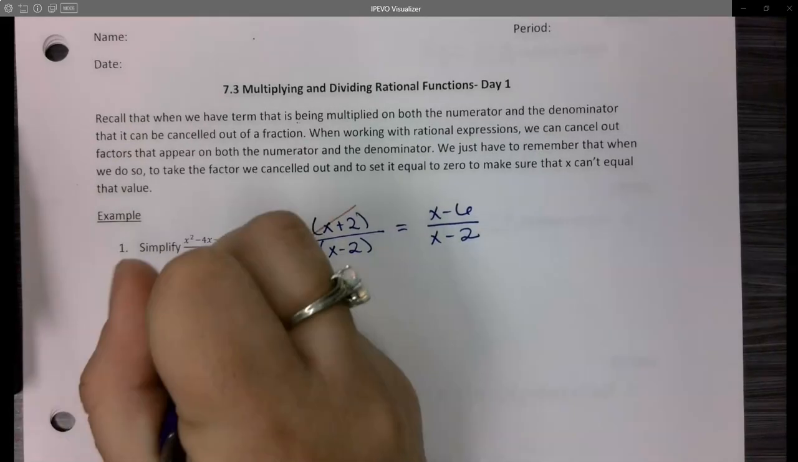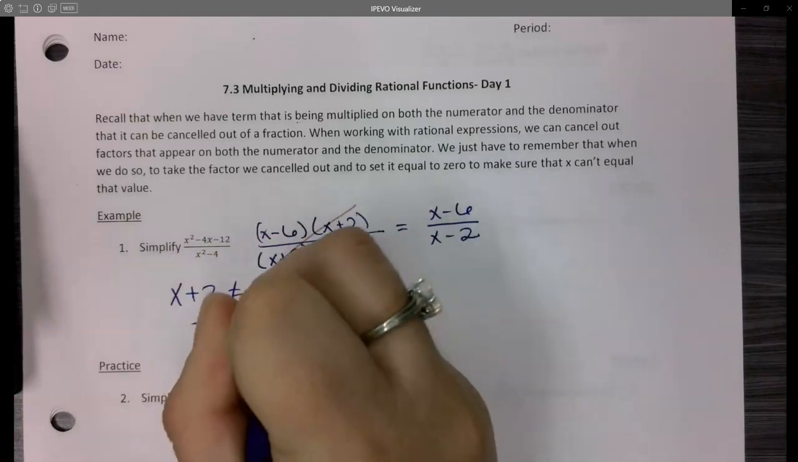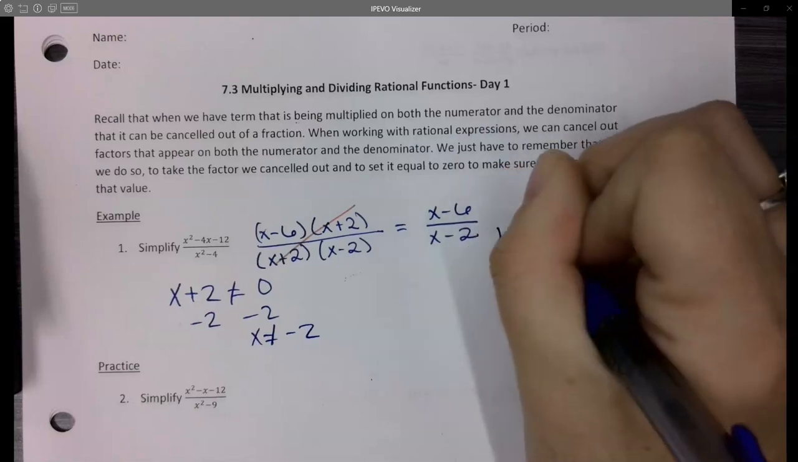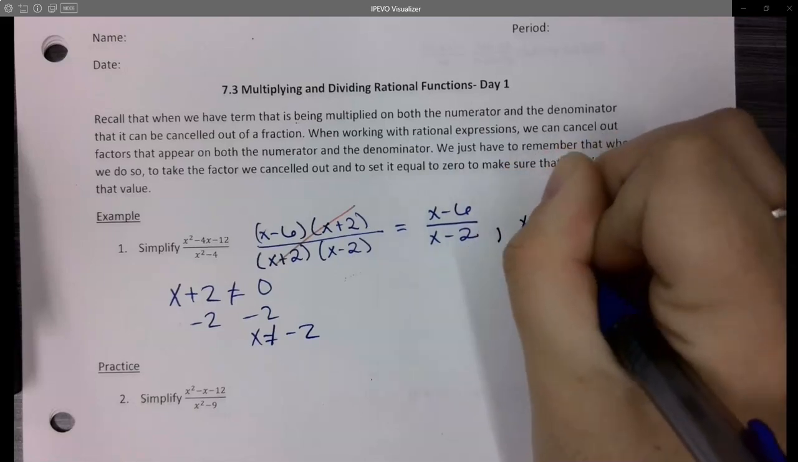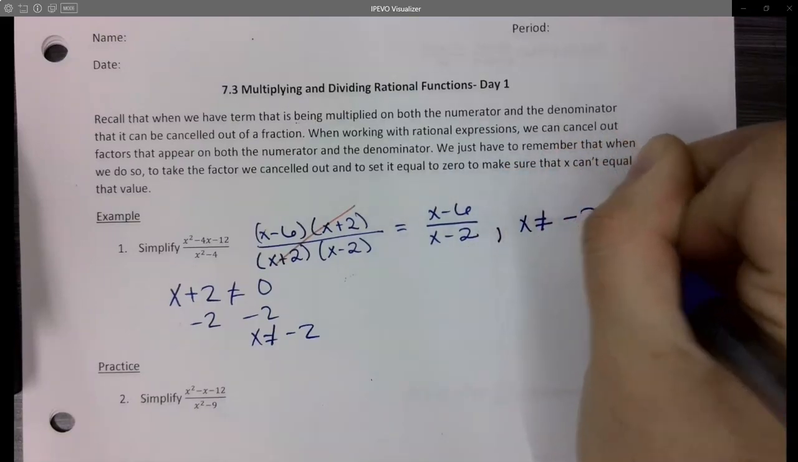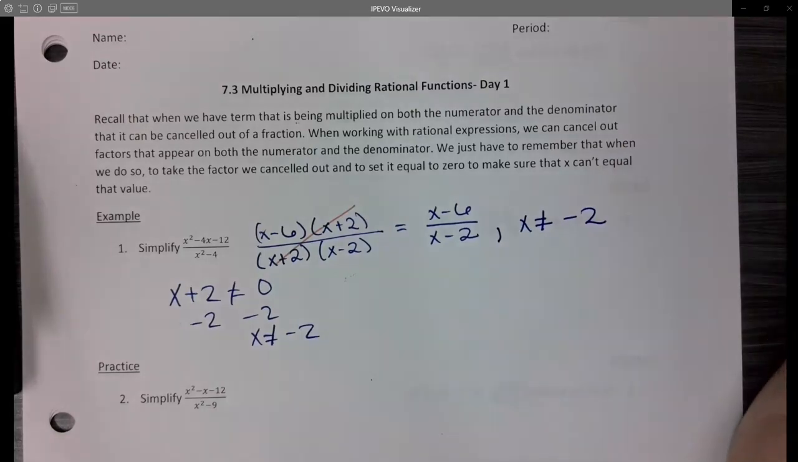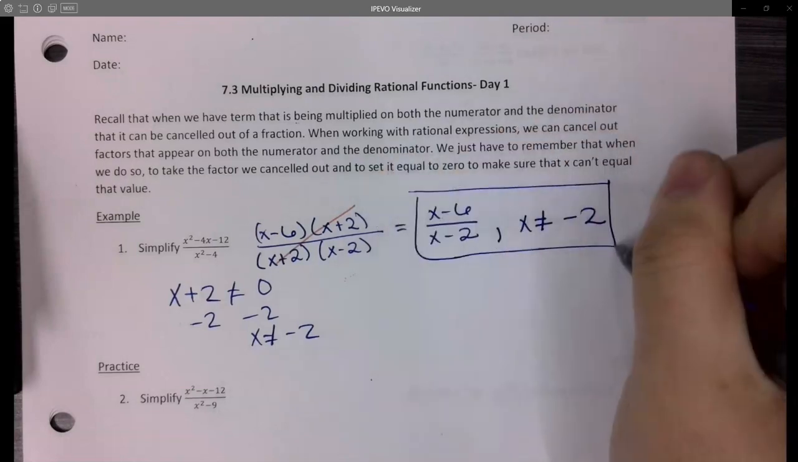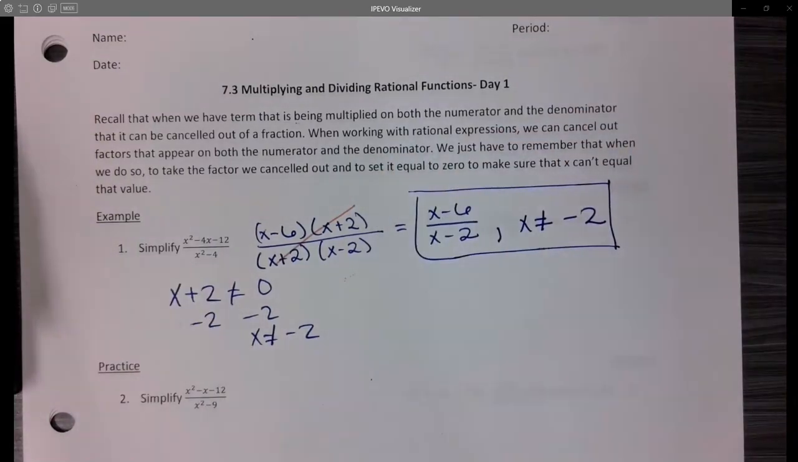So then I would just solve this. I subtract 2 on both sides. I get that x can't equal negative 2. So my final answer is x minus 6 over x minus 2, and then I can't plug in negative 2 because that would make the original equation not true.